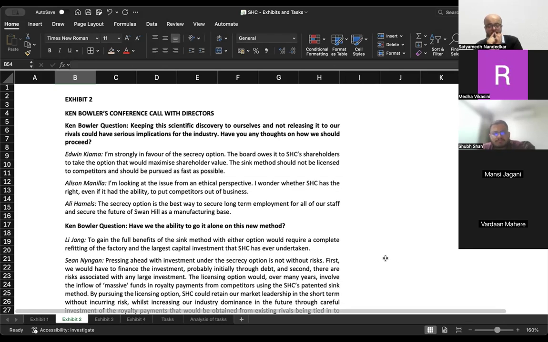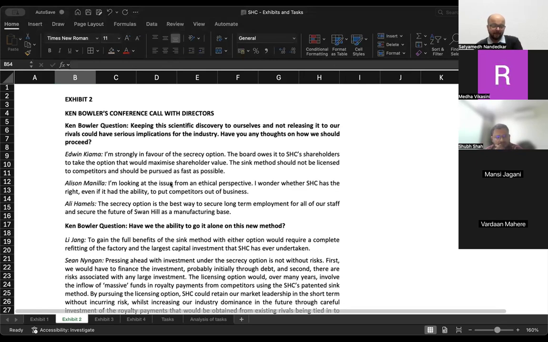Have you any thoughts on how we should proceed? Edwin Kiyama: I am strongly in favor of the secrecy option. The board owes it to the Swanhill Company shareholders to take the option that would maximize the shareholders' value. The sync method should not be licensed to the competitors and should be pursued as fast as possible.